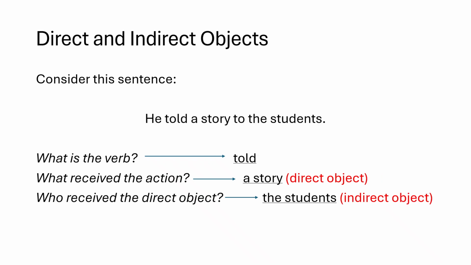Consider this sentence. He told a story to the students. What is the verb? Told. What received the action? A story. This is the direct object. Who received the direct object? The students. This is the indirect object.